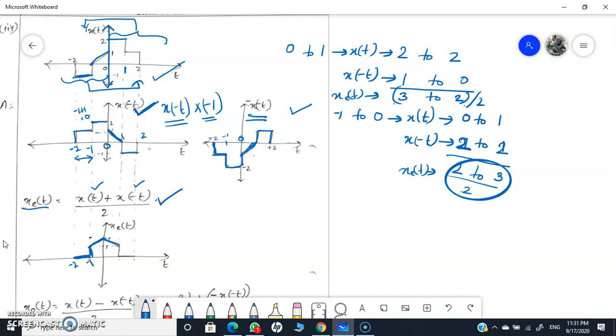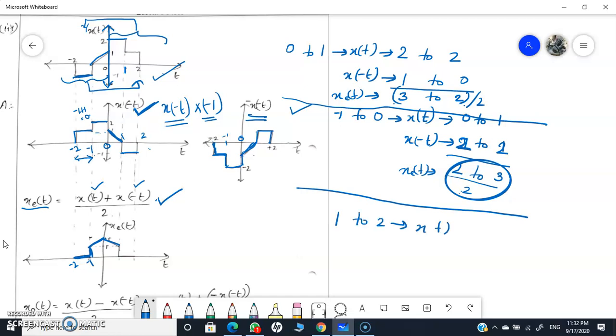Then what happens to the next interval, that is from 1 to 2. Then the third stage is from 1 to 2. What happens from 1 to 2? From 1 to 2, my x of t is varying from 1 to 1 itself.